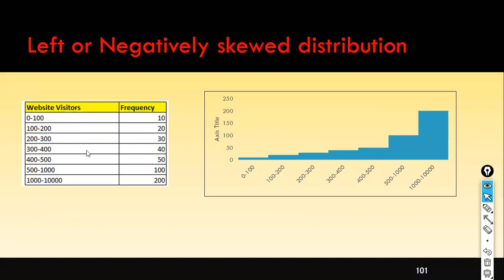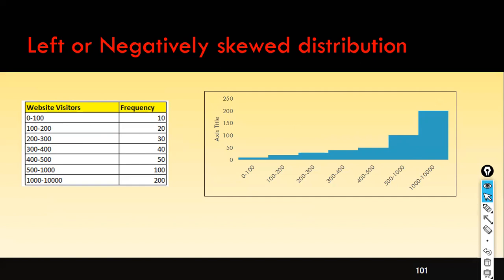And 300 to 400 customers visited your site 40 times. Between 300 to 400 customers, they visited this one. That is what we can see in the shape of the distribution on the right side.